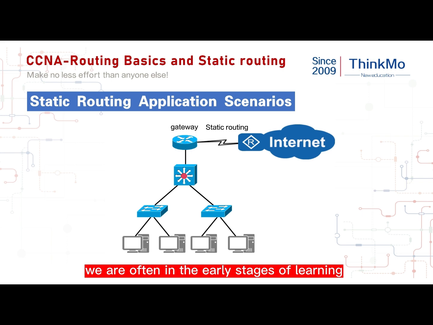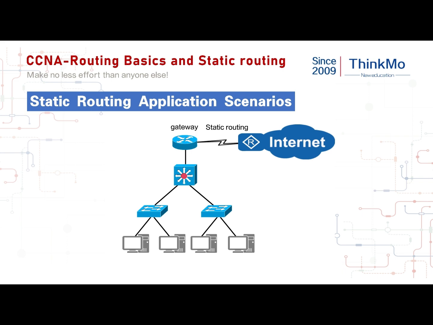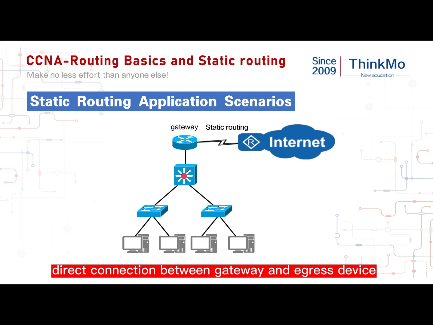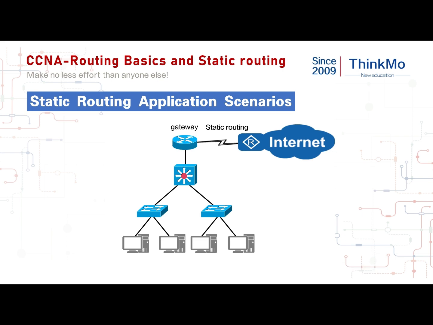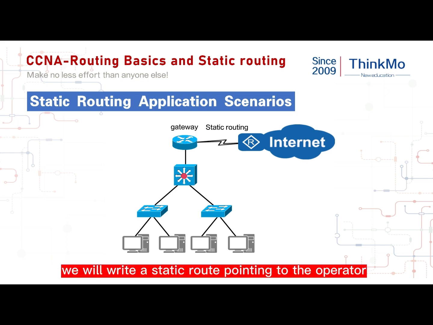In the early stages of learning, this is the easiest thing to overlook. Traffic now goes to the gateway, no problem. The direct connection between the gateway and the egress device, no problem. In the future, we will write a static route pointing to the operator.